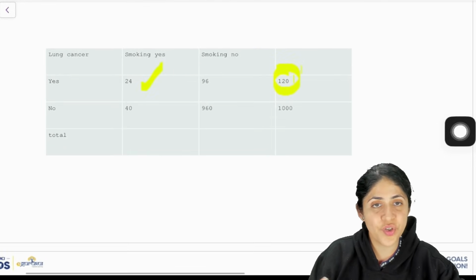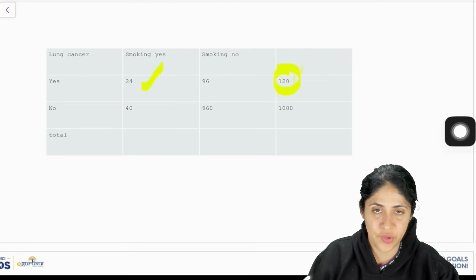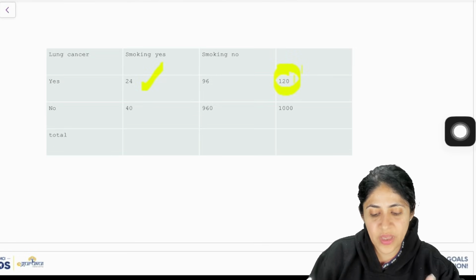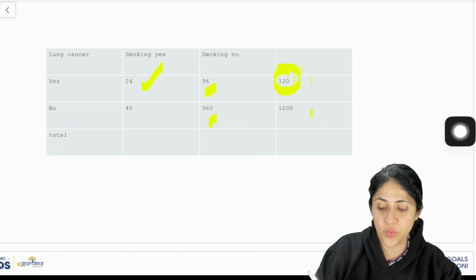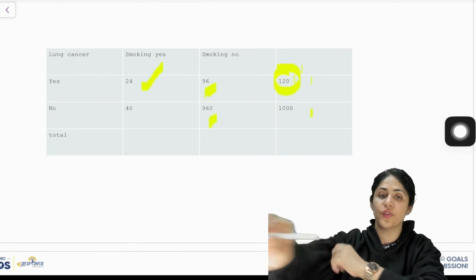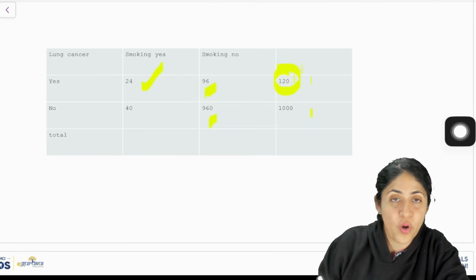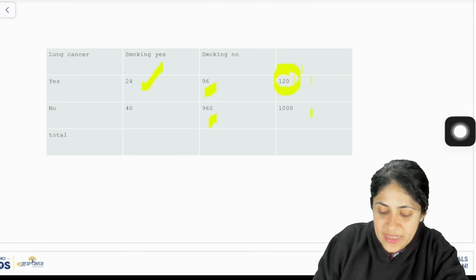What is odds ratio? Odds ratio is the strength of the association: how strongly smoking is related to cancer. So we have the data, we have 120, we have 1,000, and whatever is remaining would be 96 and 960. Odds ratio is the strength of the association. So what is the formula of odds ratio? It is AD by BC.